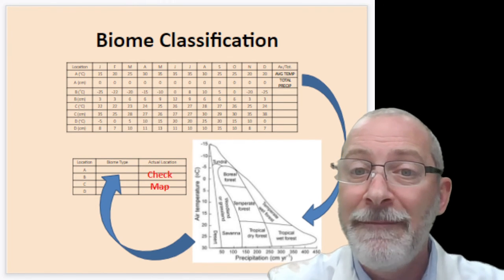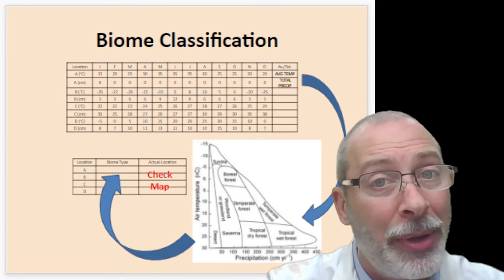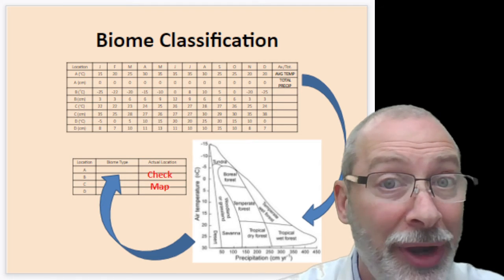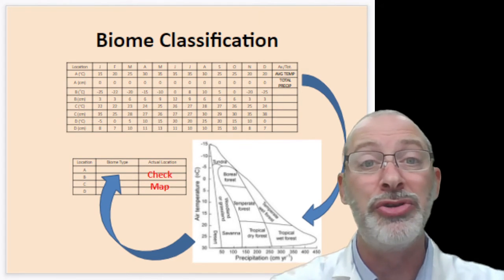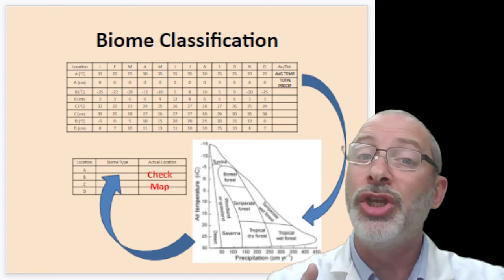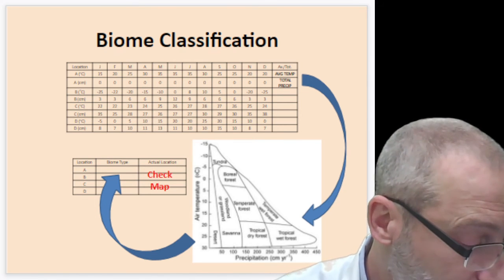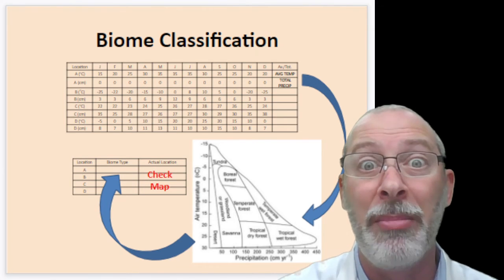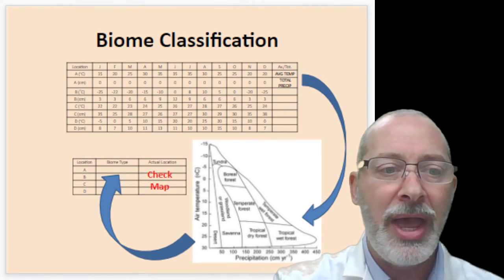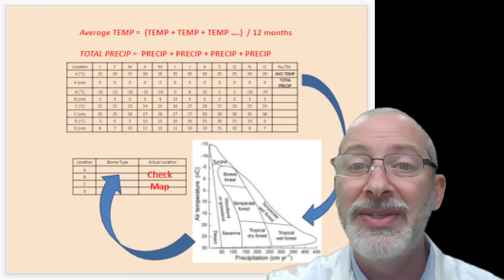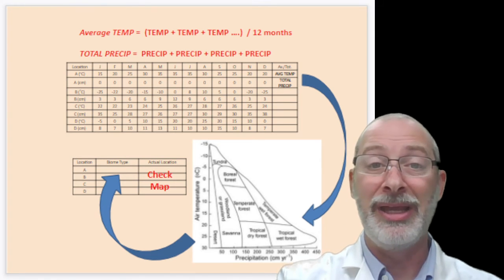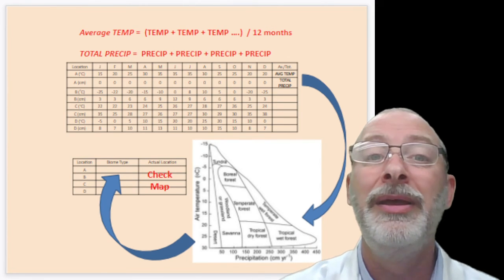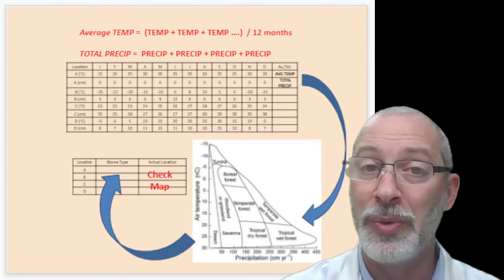Once you've done that, you're going to check the map. And when you check the map, which I'll have displayed, and again, if you don't have the map available, if you're doing this at home, then you can use the procedures above, because after each location, I've given you the biome. So either way, you will be able to complete this data table and be able to correspond the location with the appropriate biome. So we'll see how you do.